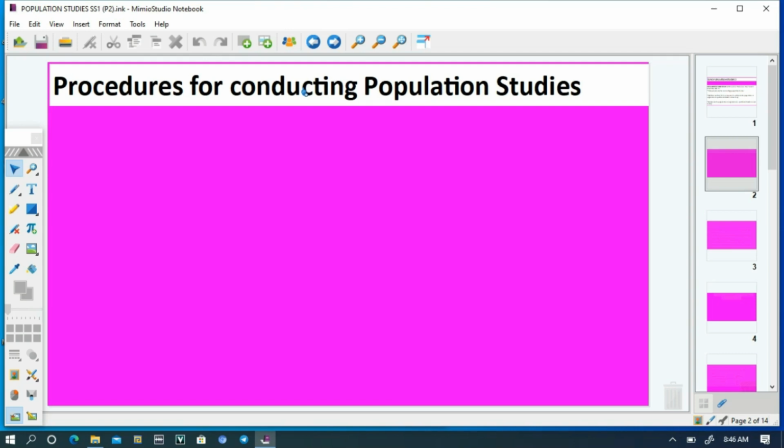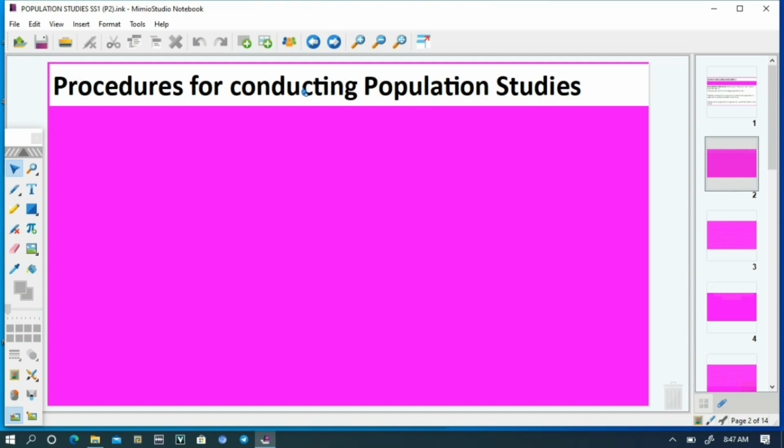Population can simply be defined as a group of organisms of the same species living in a particular habitat at a particular period of time. There are different methods by which the population of organisms can be estimated in a particular habitat, may it be aquatic, terrestrial, or arboreal.